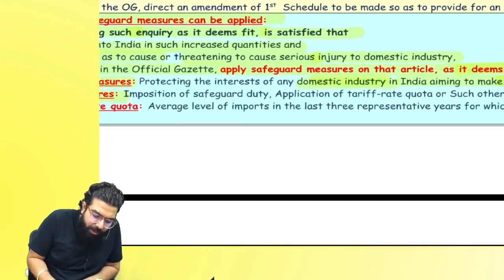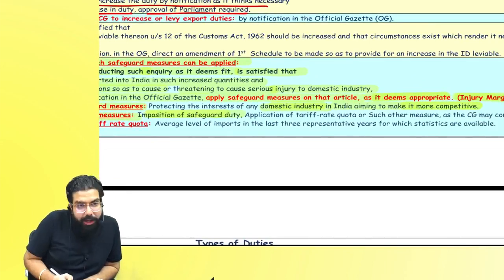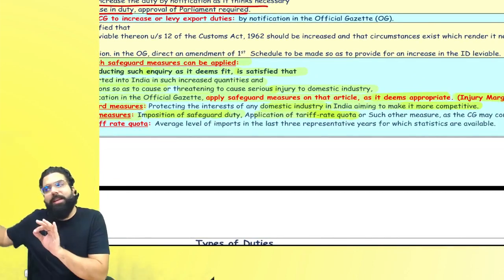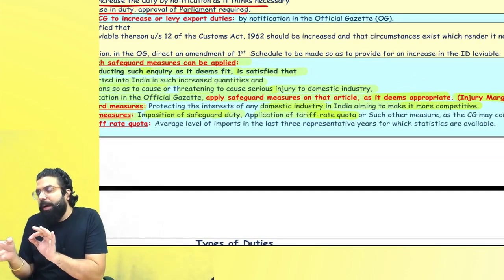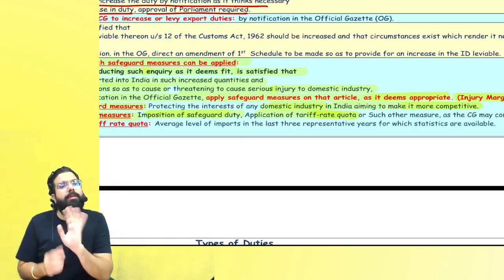Sir, what are the modes of safeguard? What are the different ways to safeguard? Government can impose safeguard duty. Government can impose tariff rate quota. So government will go ahead and take the last 3 years' import average, and government will say this much is the quota, for up to this much, if goods are coming into India.